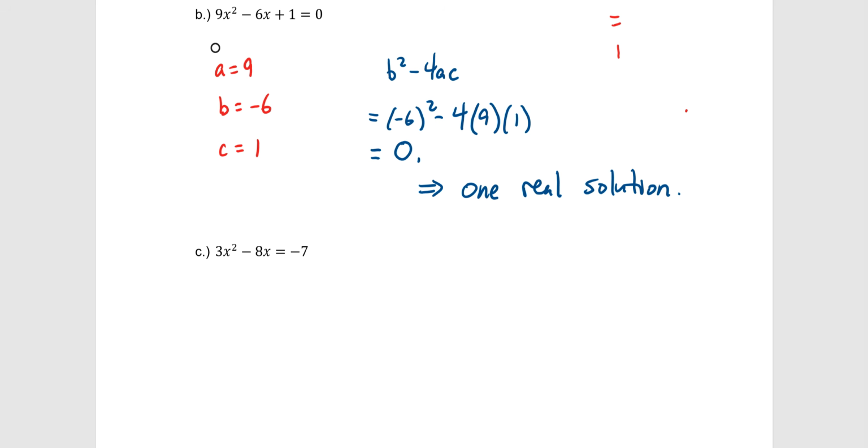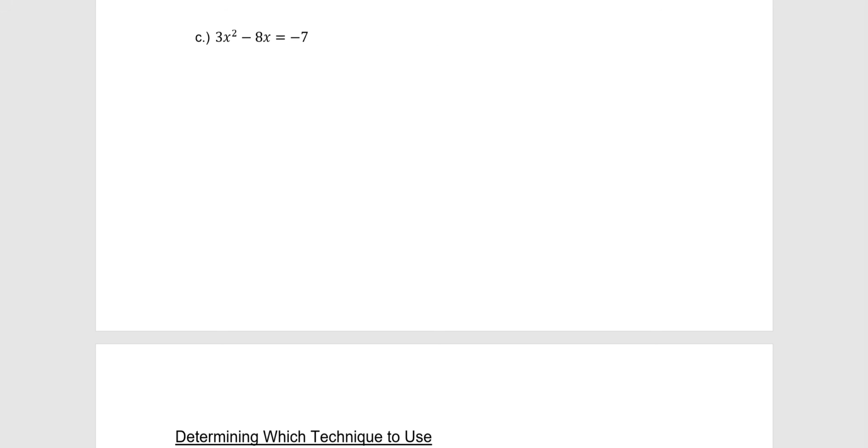Okay, and now for this last one here at the bottom, 3x squared minus 8x equals -7. First we have to get this in the proper form, so we have to add 7 to the left-hand side. And we get this. Now we can read off our a value is 3, our b value is -8, and our c value is 7.